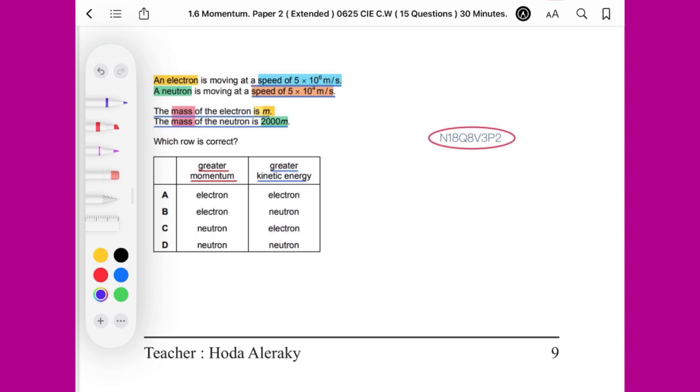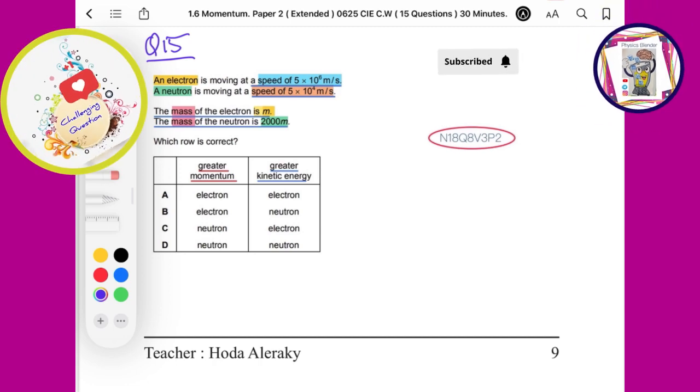The last question we have for classwork, question 15, is challenging and very important. We have a comparison here between an electron and a neutron. We have the speed, we have masses. Pay attention, guys. When the masses are given as a ratio, it will be better to write down your answer as a ratio also. You are comparing which row is correct, greater momentum and greater kinetic energy. So we are going to calculate it as a ratio.